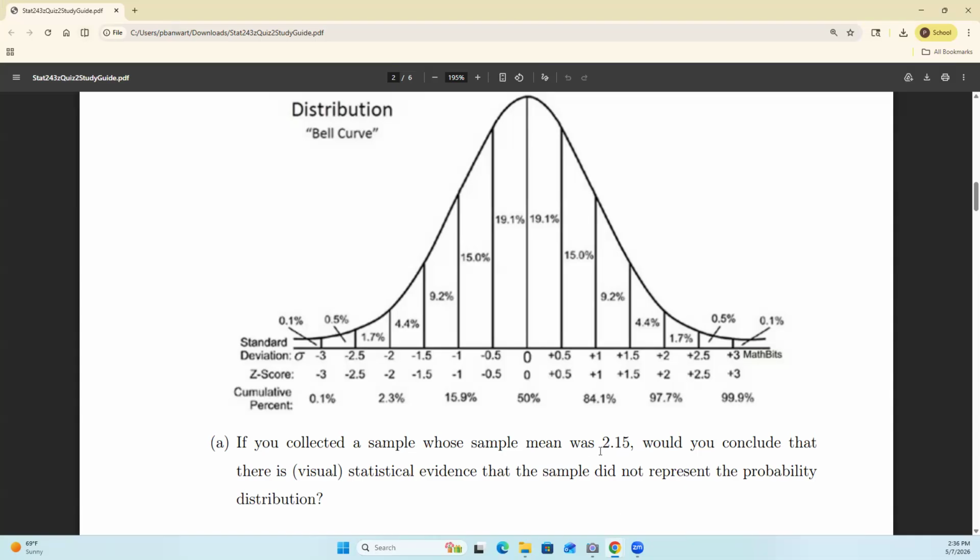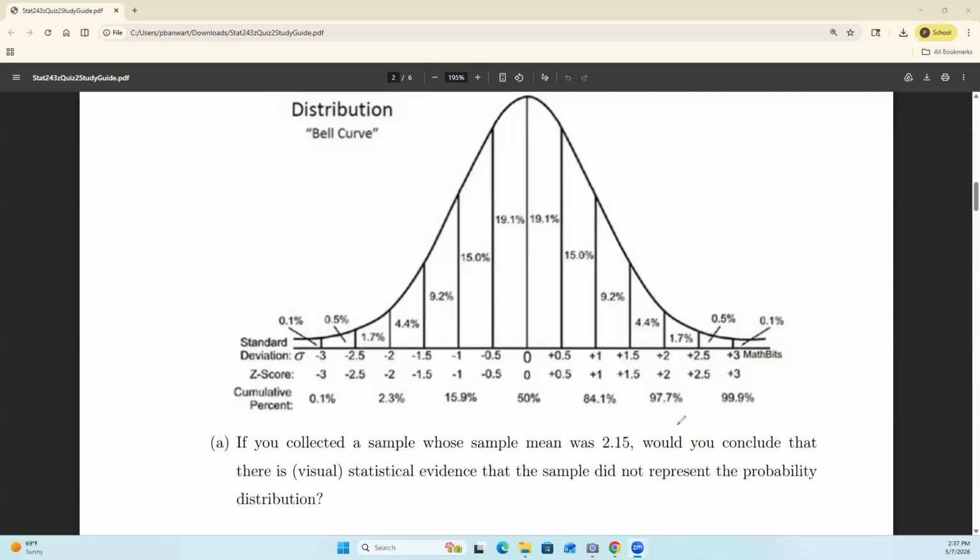Decide if a sample whose mean is 2.15 is or is not representative of the probability distribution, and your logic for coming to your conclusion. Okay, anybody have any thoughts they want to share? I was saying that I don't think that it's represented because it's so far to the right, and normally in a normal distribution like this, lower is again, and would represent the majority, but that doesn't seem to be the case.